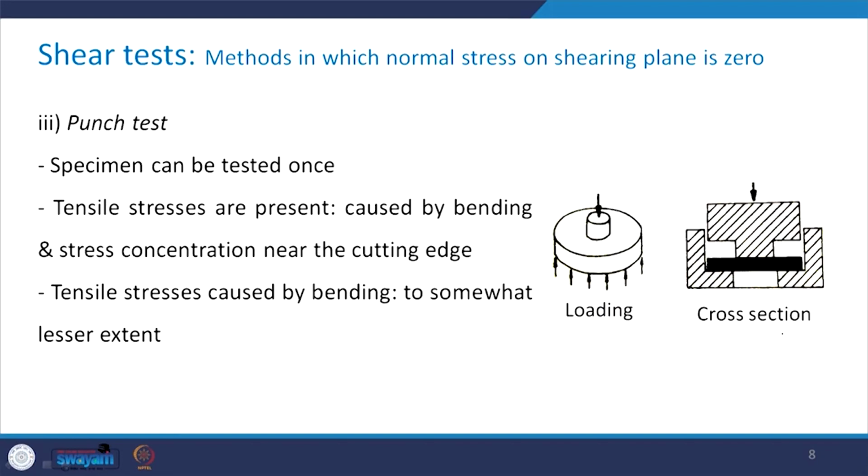Tensile stresses are present. These are caused by bending and there are stress concentrations near the cutting edge as it was there in case of the earlier 2 tests. But the advantage of this test over the earlier 2 tests was that the tensile stresses caused by bending are to somewhat lesser extent as compared to the single shear test and the double shear test.